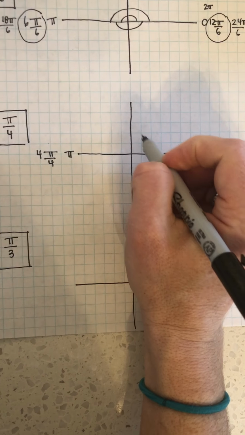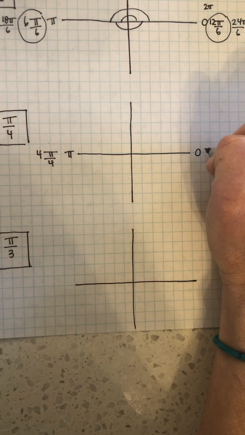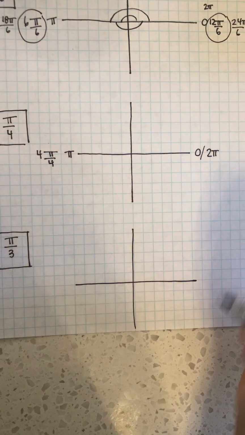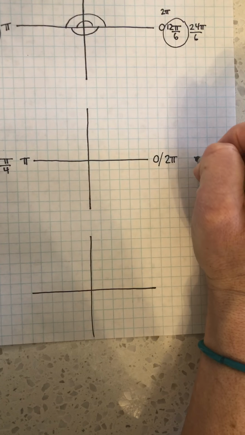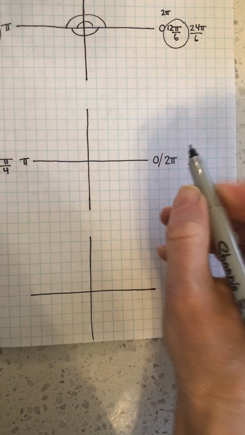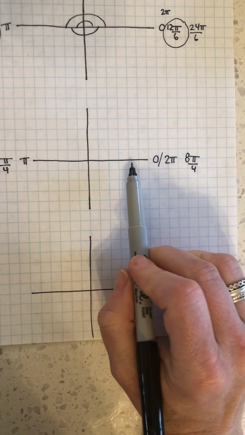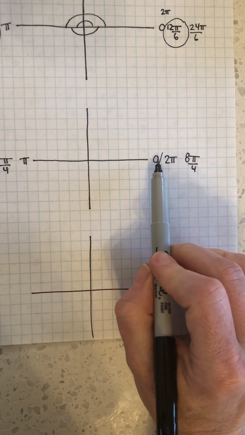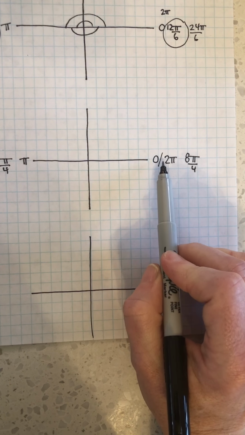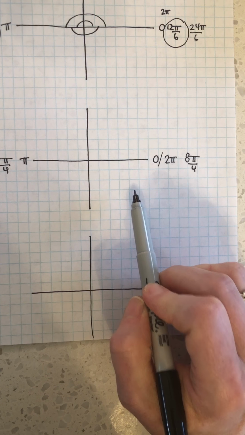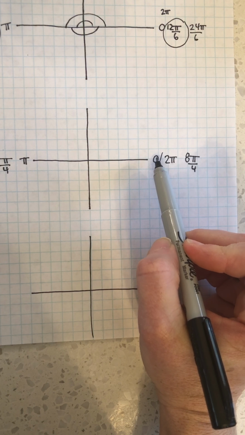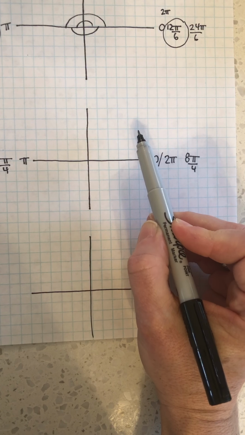And then if you go all the way around, that's 2 pi radians. How many pi's over 4 make 2 pi? That would be 8 pi's over 4. So this is where 8 pi's over 4 live. So 7 pi's over 4 are going to land in the quadrant before it. 9 pi's over 4 are going to land in the quadrant after it.